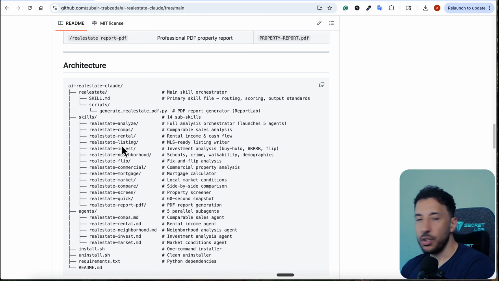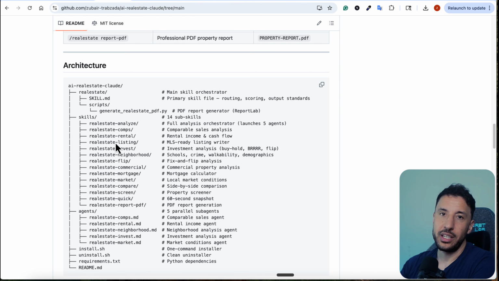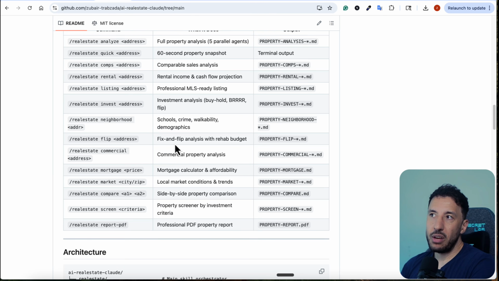Whether you're looking to buy or you're looking to invest, this is a great way for you to have all of the data and have access to information very quickly, instead of manually researching all this stuff. So go ahead and play around. Let me know if you have any questions in the comments below.